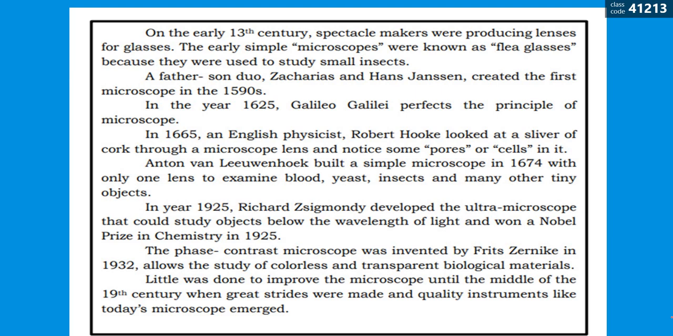The phase contrast microscope was invented by Fritz Zernike in 1932. That allows the study of colorless and transparent biological materials. Little was done to improve the microscope until the middle of the 19th century, when great strides were made and quality instruments like today's microscope emerged.